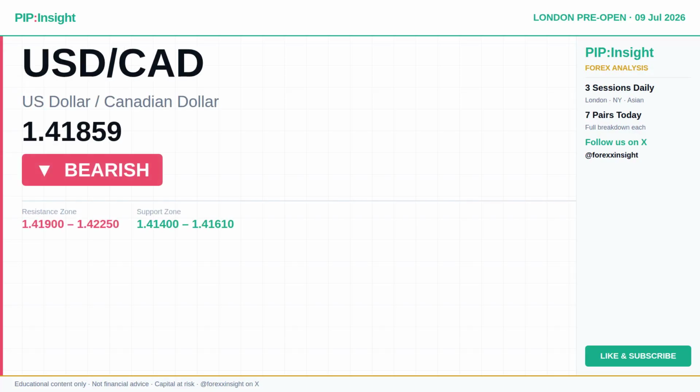Dollar Canada. The chart is showing bearish structure on this session. The 4-hour trend is to the downside. Resistance is marked between 1.419 and 1.4225. Support is marked between 1.414 and 1.4161. Here is the full chart breakdown.